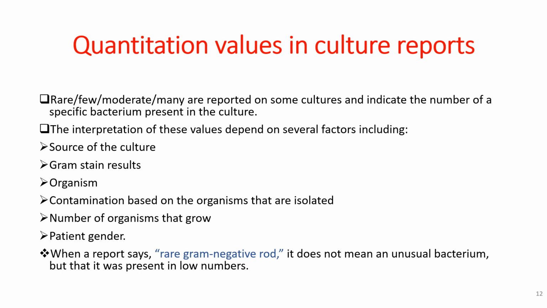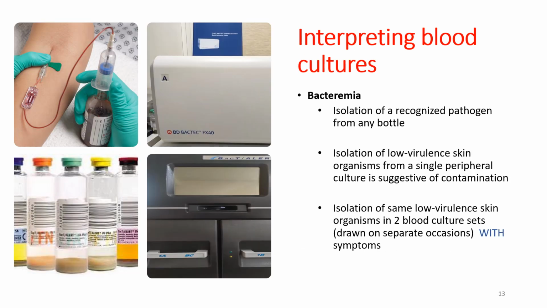The other thing that is important is the colony count, or the quantitative value of the culture, which again depends upon the source of the culture, the gram stain results, patient gender, and other such factors. Let us understand the quantitation value. What do we mean by colony count? For example, a single colony of any organism is very significant in a blood culture sample.